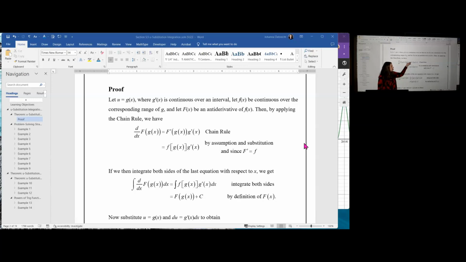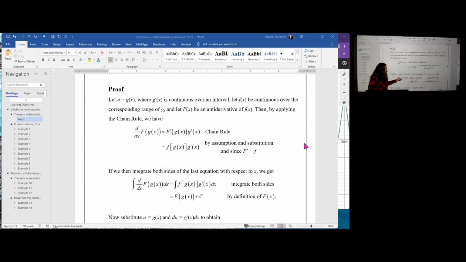This gives us the derivative of the antiderivative, freeze the inside at g of x, and multiply by the derivative of the inside, g prime of x. However, we know that the derivative of the antiderivative is the function lowercase f. So we can replace this with lowercase f of g of x times g prime of x. Now what we do is we're going to integrate both sides of this equation. We add an integral symbol on the left with the differential dx, and we add the integral symbol on the right with the differential dx, since that's the independent variable.